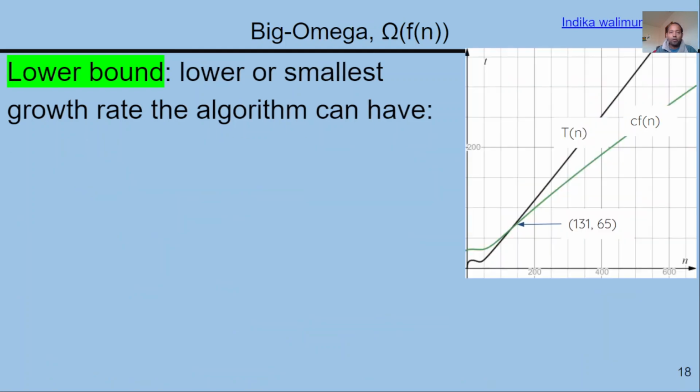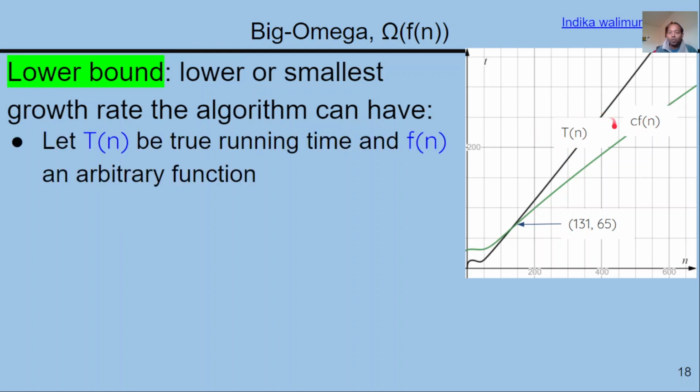All right, let's talk about big omega notation. In this situation, this is the growth function of the algorithm, T(n), and this function c·f(n) is always underneath T(n) after this point. So we call that a lower bound. Basically, T(n) can go no lower than c·f(n) after this point. That's what we are choosing.